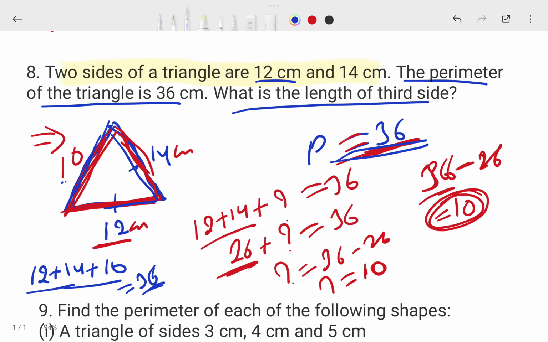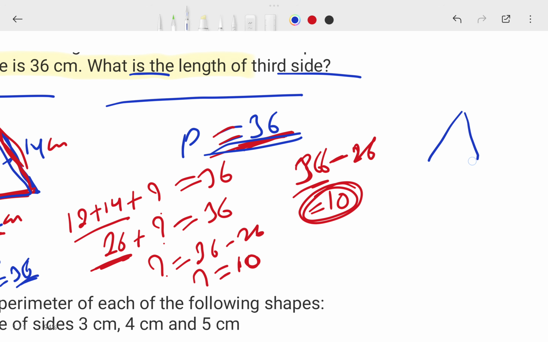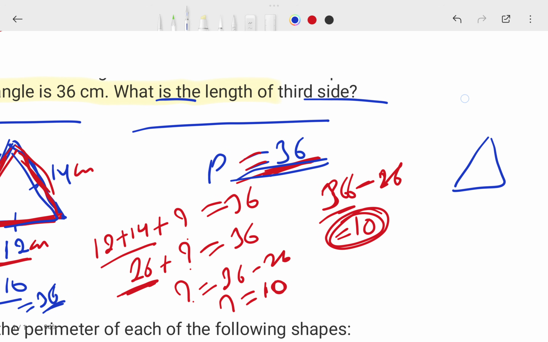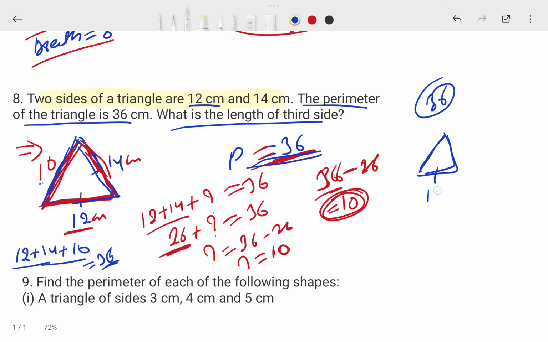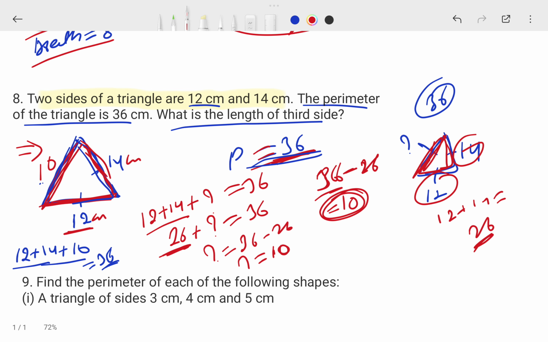So in this question, there is a triangle given with perimeter 36, the sum of all sides. One side is 12, one is 14, and the other side we don't know. Perimeter means the sum of all sides. When we add 12 plus 14 we get 26, but we don't know this side. To find it, we take these two sides and subtract from the perimeter. The perimeter is 36 and these two sides are 26. When we subtract, we get 10, and that 10 is the value of the third side.